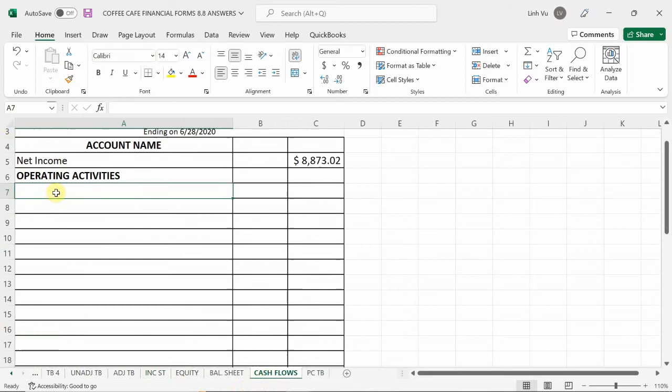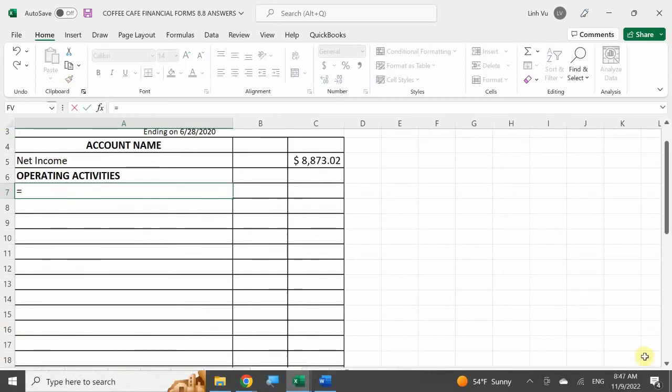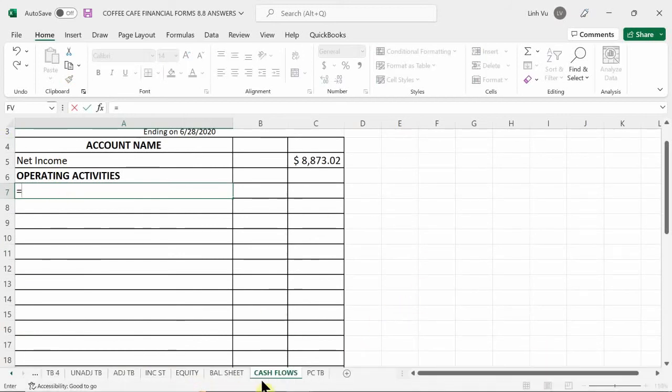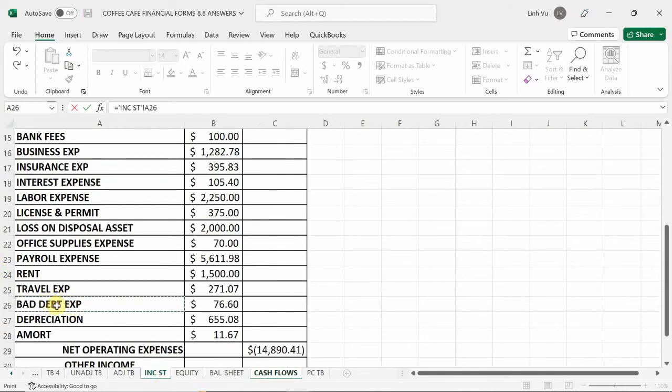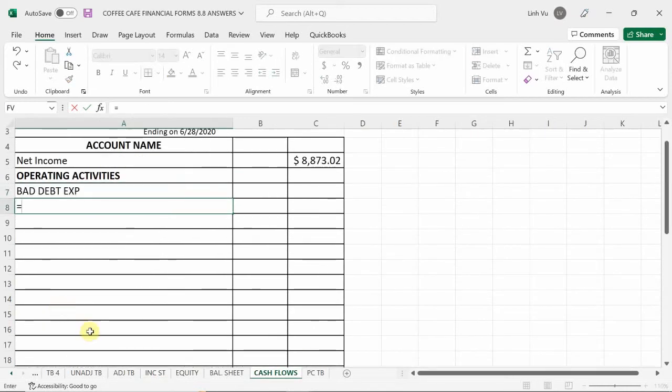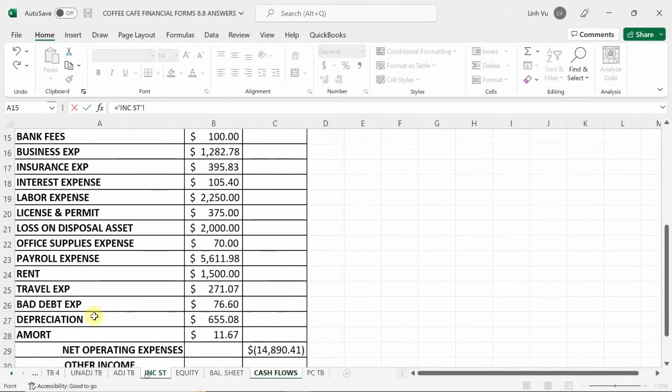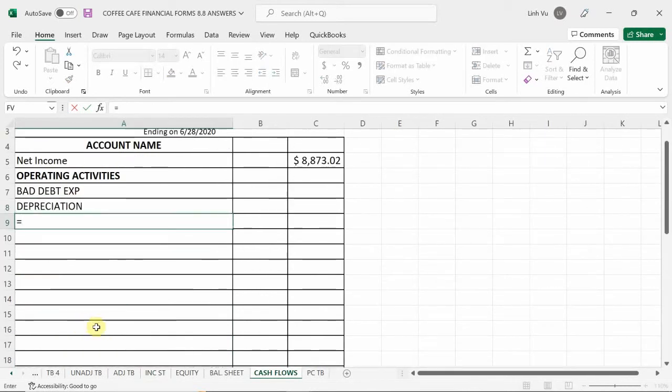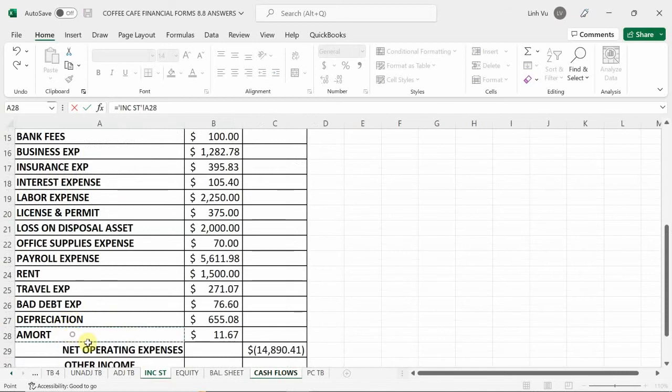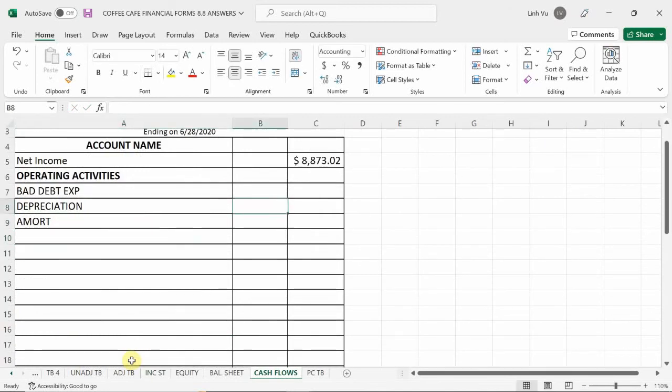Okay, so that's the first thing I'm going to do here, is recognize my first thing of operations: I'm going to be adding back my bad debt, depreciation, and my amortization, because these are non-cash. I never spent the money in the first place. So that means I'm going to be adding it back in, right?